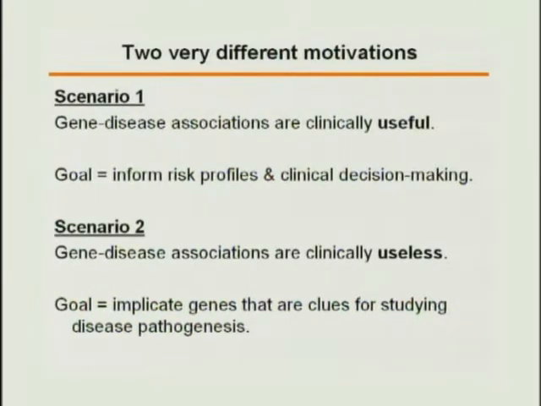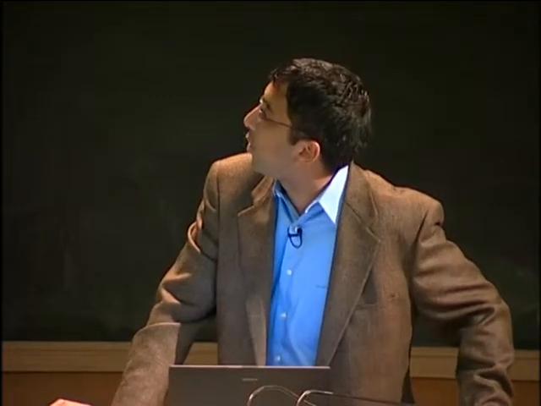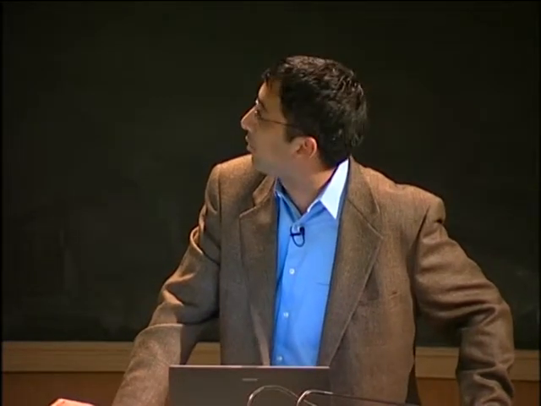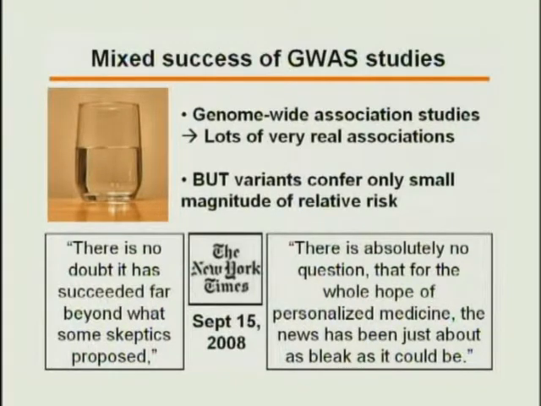And so the reason we're having this debate is largely because of the outcome of genome-wide association studies, which have been going on for the last several years, and were based on the premise that common variants have a significant impact on the heritability of common diseases. It's a glass half empty, glass half full situation, where there are lots and lots of very real associations, but the variants that you find that are convincingly associated with a given trait only confer a very small magnitude of relative risk.